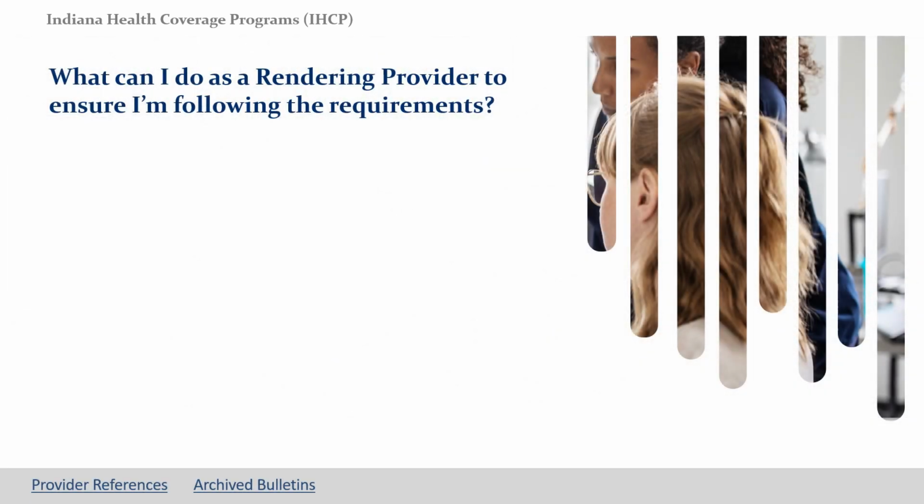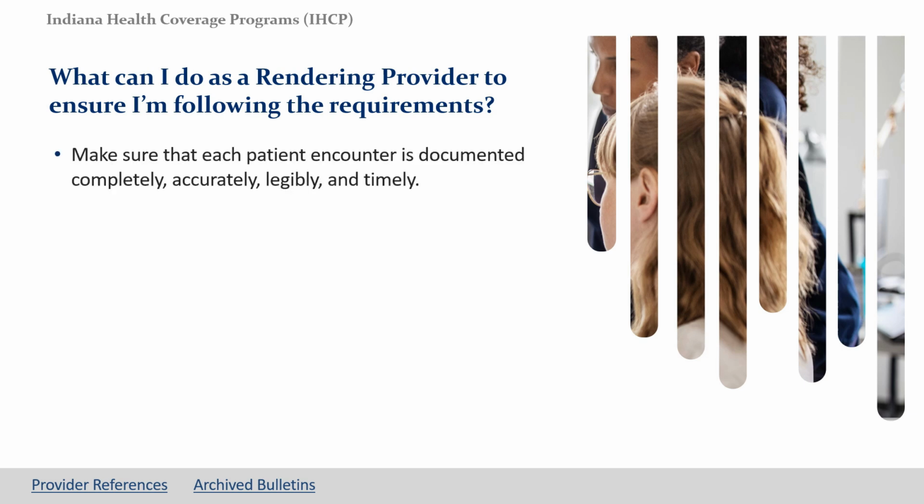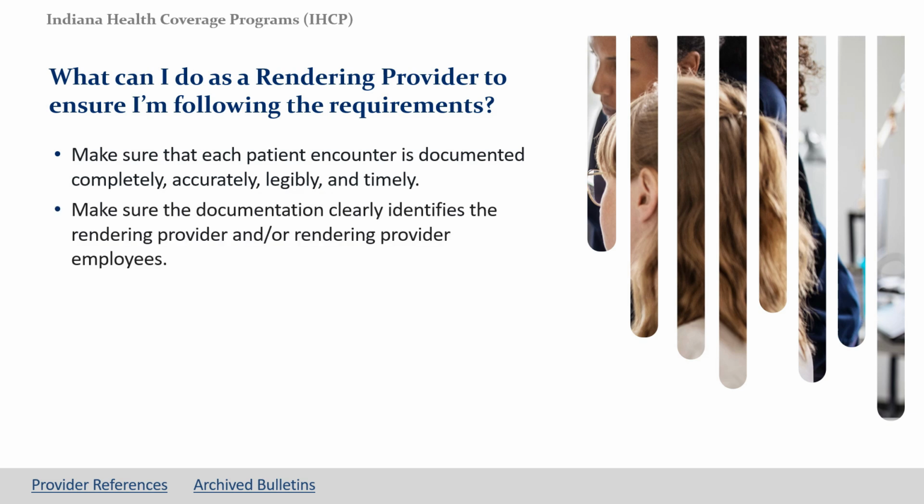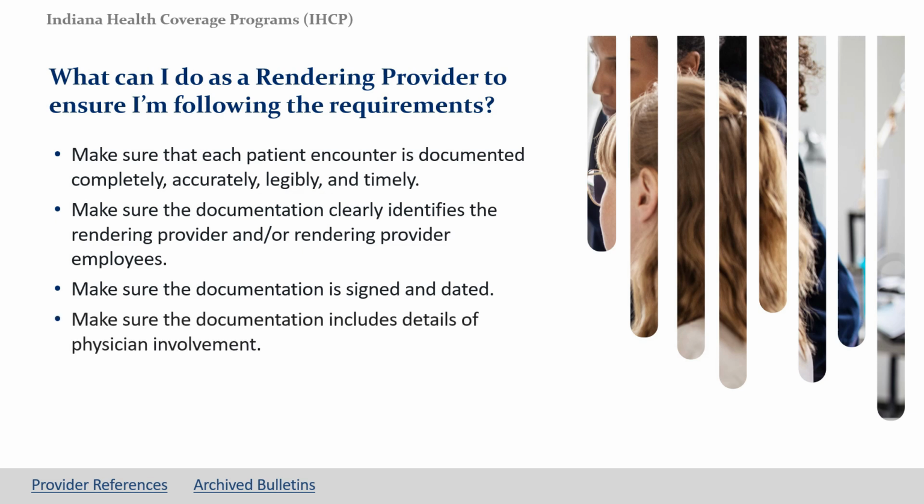IHCP policies emphasize 4 key areas to ensure compliance with complete and accurate documentation. The OMPP Program Integrity section offers the following best practices based on findings and issues identified in previous audits. Make sure that each patient encounter is documented completely, accurately, legibly, and timely. Make sure the documentation clearly identifies the rendering provider and/or rendering provider employees. Make sure the documentation is signed and dated. And make sure the documentation includes details of physician involvement.